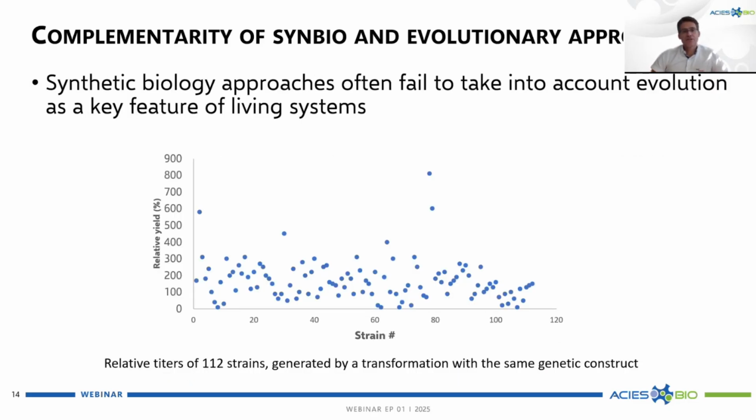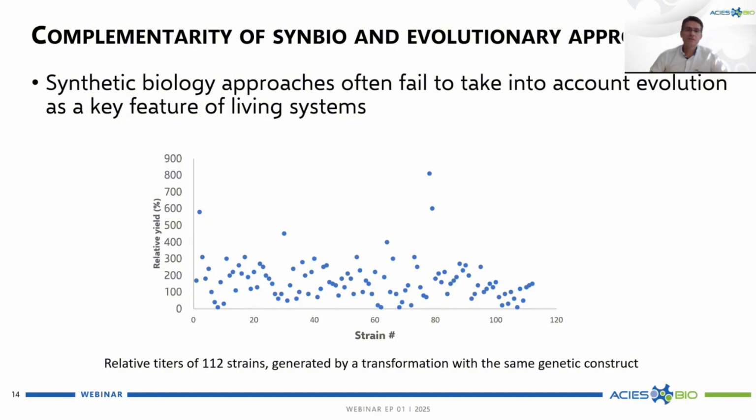I'd also like to touch again on the complementarity of synbio and evolutionary approaches. Why is it so important to combine them when you do this kind of development? So on this graph, you can see a situation where we transformed the parent strain with a single genetic construct. And then we analyzed 112 transformants for production of the desired compound.